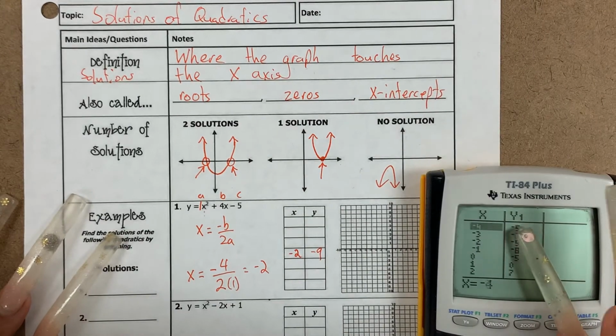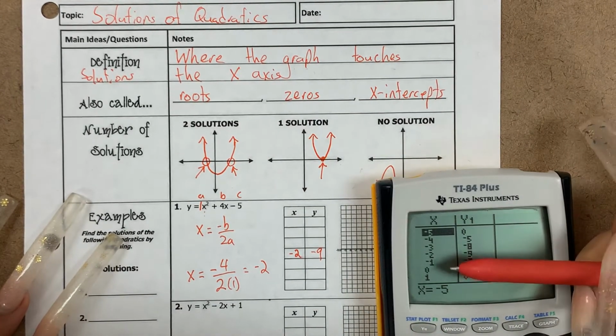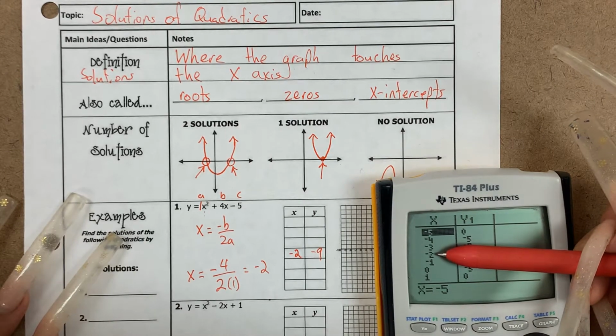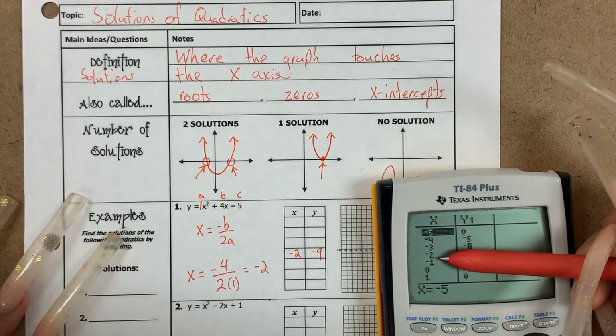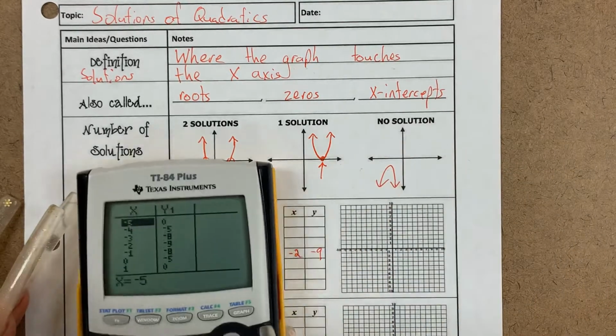So, like I said, I always want my axis of symmetry to be in the middle. I want points above it and points below. So here's my axis of symmetry. I got 3 points above it, and I have 3 points below it. I'm going to copy those points on my table.